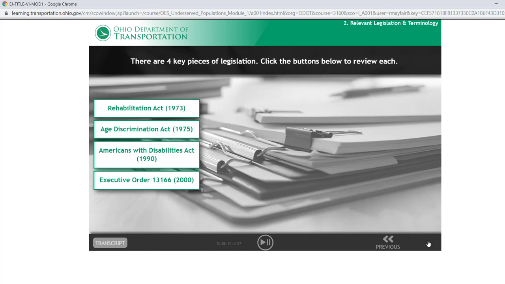There are 4 key laws that expanded the protections of Title VI to include age, disability, and limited English proficiency. Click the buttons on the left to explore each.